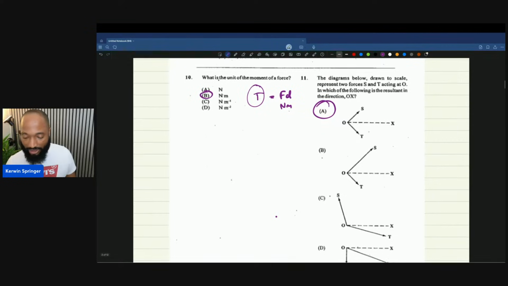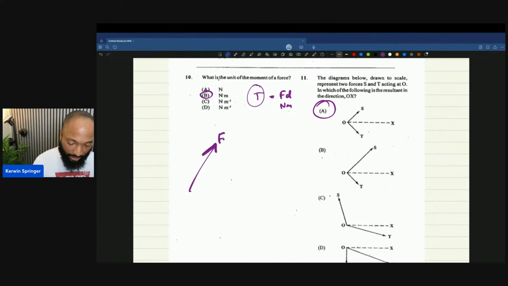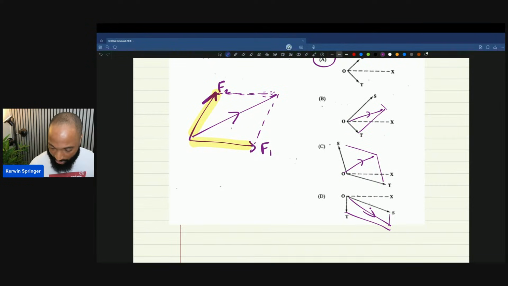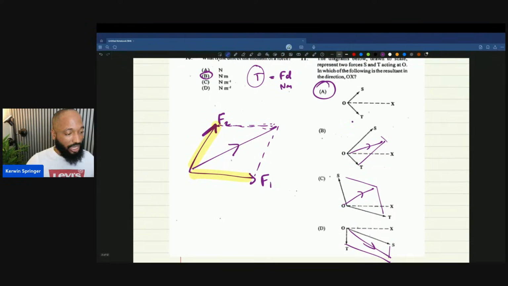This one is just the parallelogram law. So if I make a force like this and another force like this, force 1, force 2, to get the resultant force, you have to extend a parallel line that matches this line, and then a parallel line that matches this line. And the resultant force is going to be like that. Now, if I do all of them like that, you'll only see E will actually map up properly. This one, it goes like this. This one, it goes like this. This one, it goes like that. So only E is the one that will run along the direction of the force.